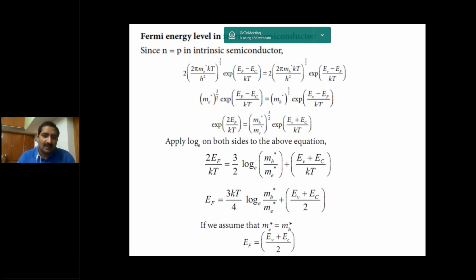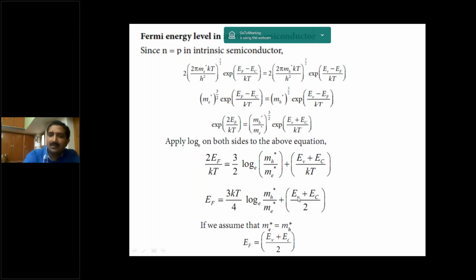That means, if Me star is equal to Mh star, when will it take place? Me star is equal to Mh star at T equal to 0 Kelvin only. At T equal to 0 Kelvin, Me star is equal to Mh star. So at T equal to 0 Kelvin means the T value is 0, and 0 into anything makes this term 0. So Ef is equal to Ev plus Ec by 2.